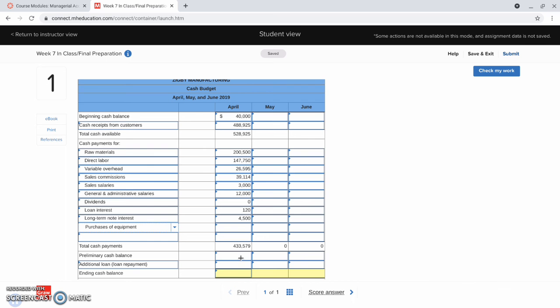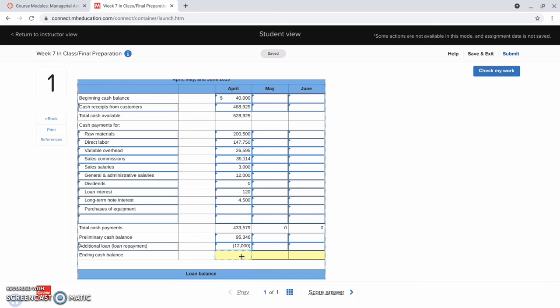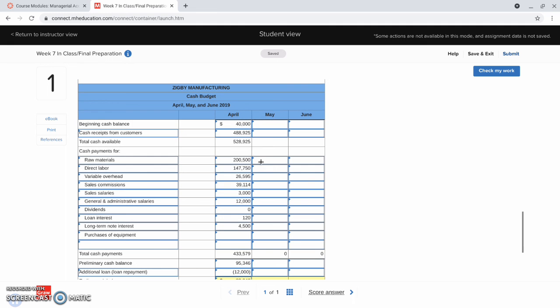So our preliminary cash balance is 95,346, and we have negative $12,000 here. And this should give us our ending cash balance of 83,346, which rolls up here.